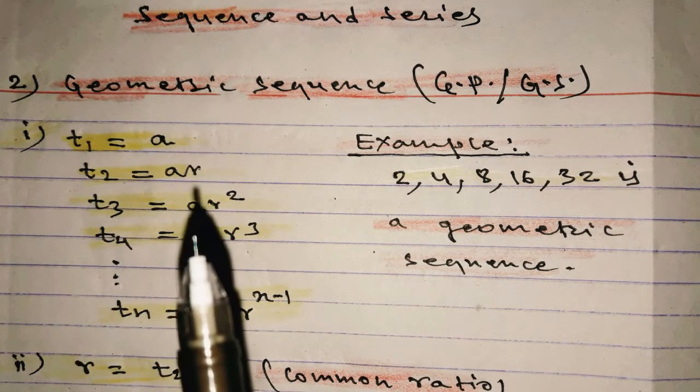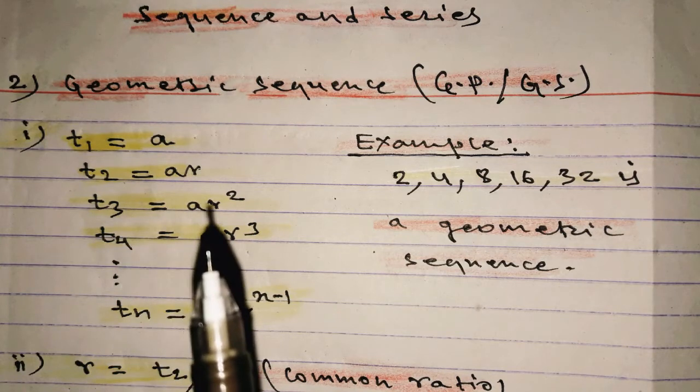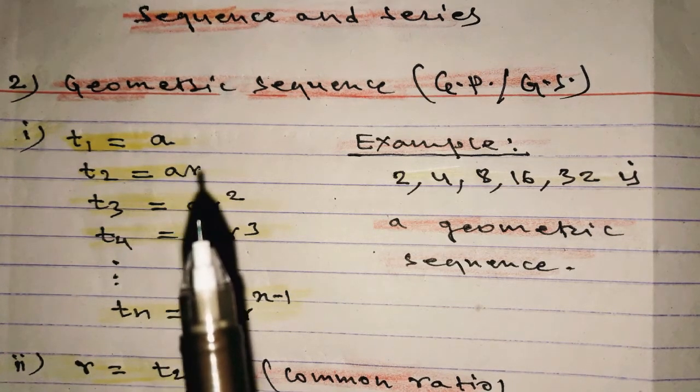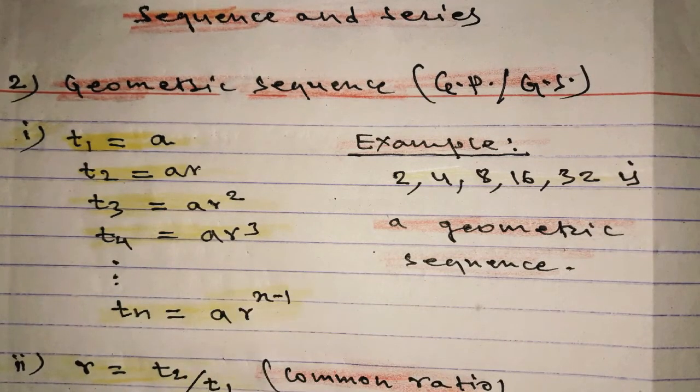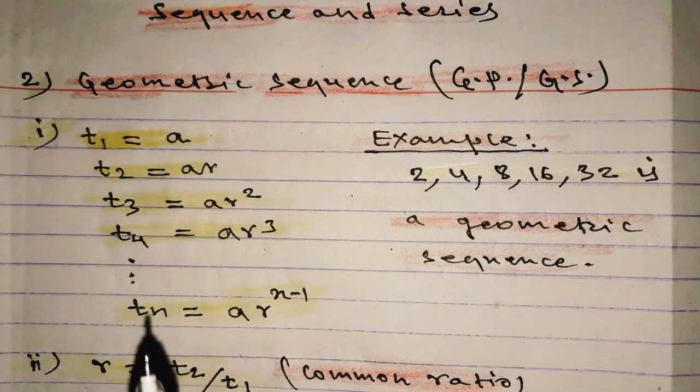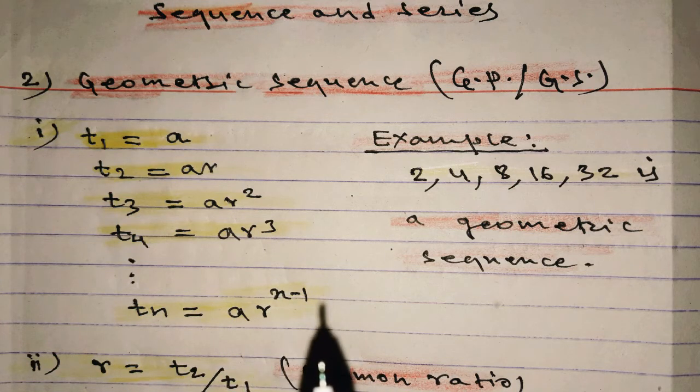That means T2 is equal to AR. Similarly, T3 is equal to AR square. R is multiplied with the second term, AR into R, AR square. And the fourth term, T4, is equal to AR cube. Dot dot dot Tn. That means the last term of the geometric sequence is A into R to the power n minus 1.